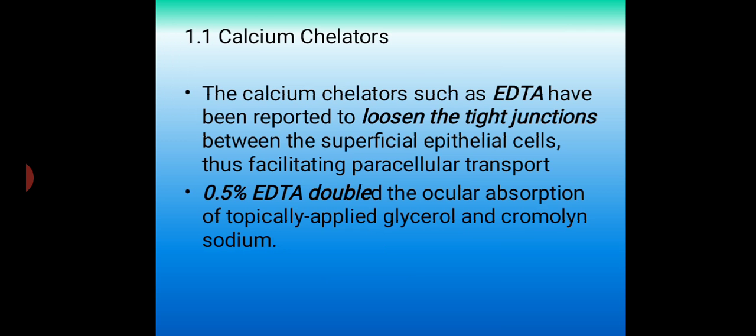The first one is the calcium chelators. As we know, the main example is EDTA. EDTA functions by loosening the tight junctions of the epithelial cells. If this tight junction becomes loose, there will be more penetration of the drug through these pores. Now, 0.5% of EDTA has been proved to double the ocular absorption.